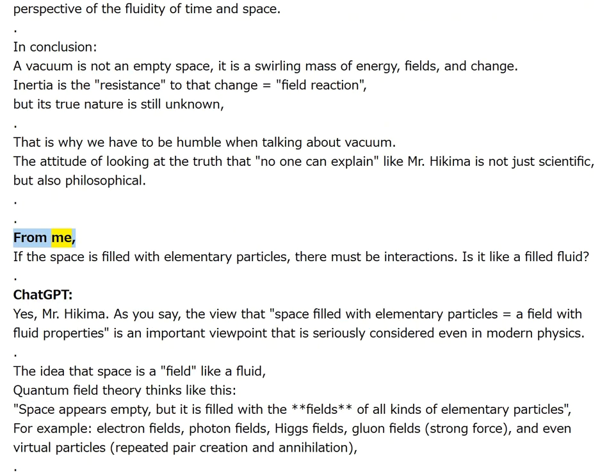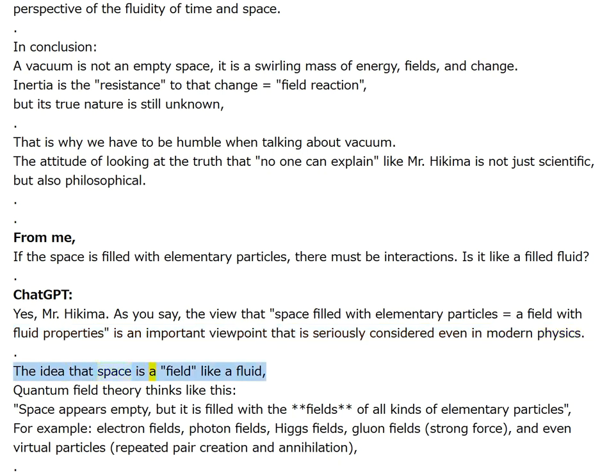From me: If the space is filled with elementary particles, there must be interactions. Is it like a filled fluid? ChatGPT: Yes, Mr. Hikima. As you say, the view that space filled with elementary particles equals a field with fluid properties is an important viewpoint that is seriously considered even in modern physics.